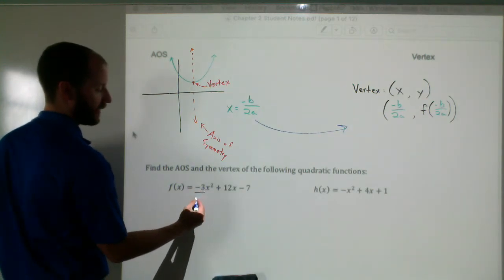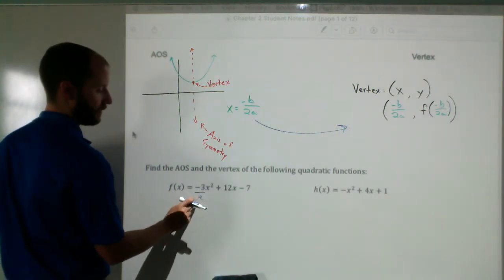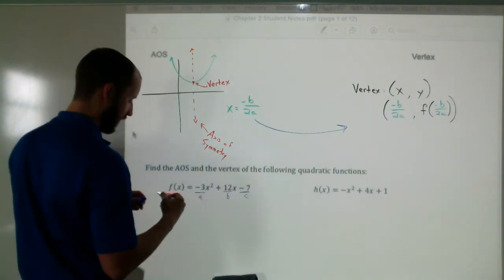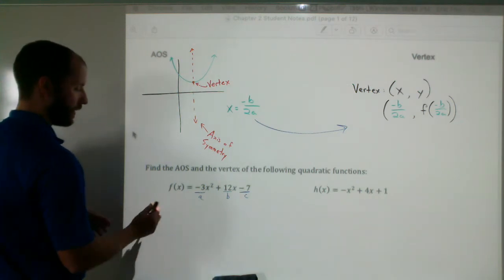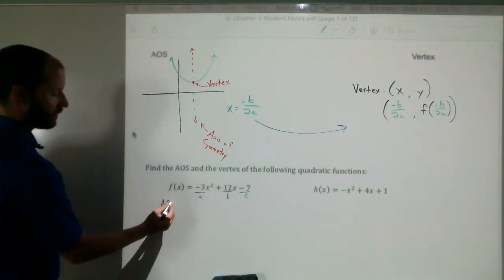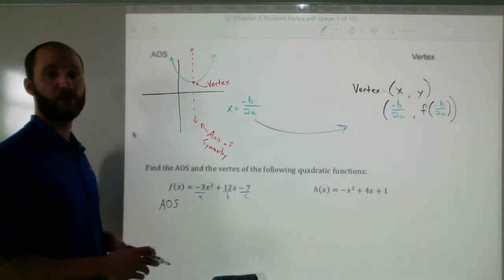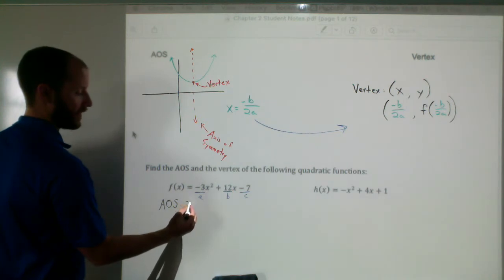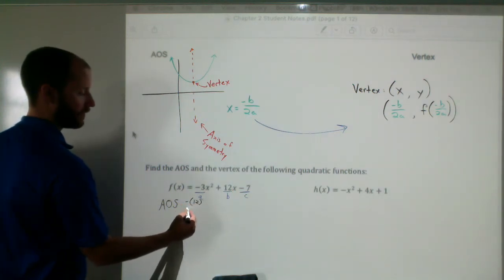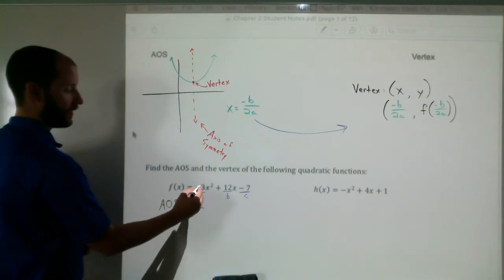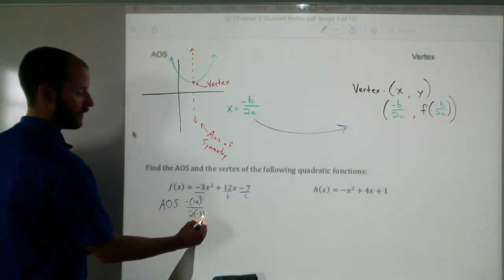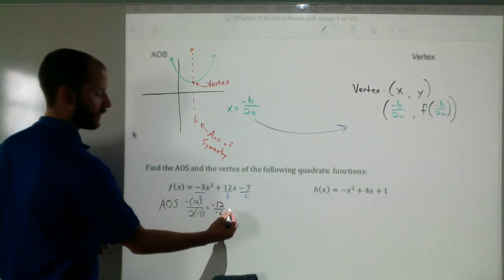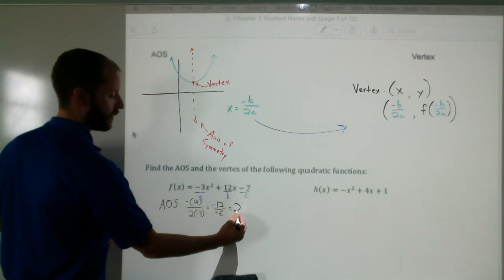So we have this negative 3, that's going to be our a value. We have 12, which is b. We have negative 7, which is c. So to find your axis of symmetry, our formula, negative b over 2a, so negative of the b value, so negative 12, over 2 times your a value, which would be negative 3. So that gives us negative 12 over negative 6, which is 2.